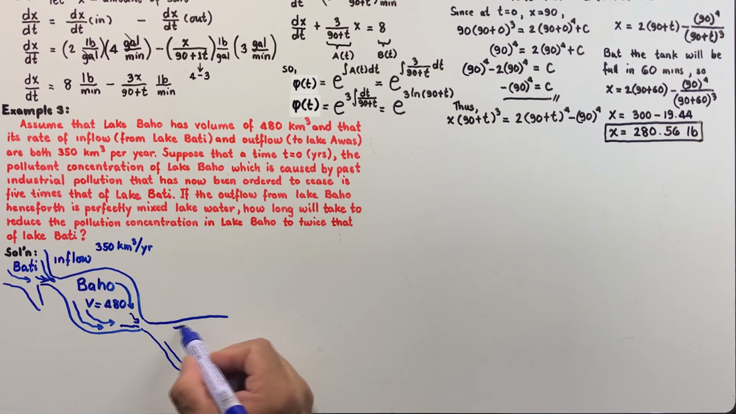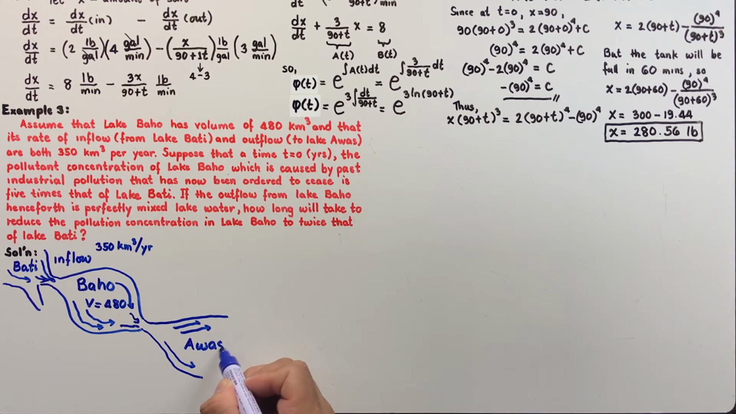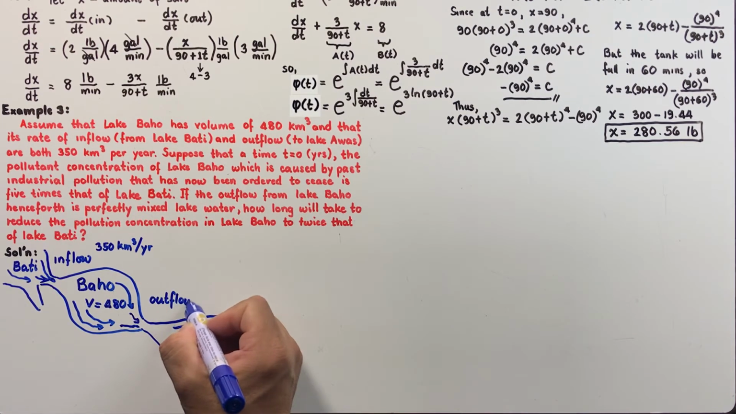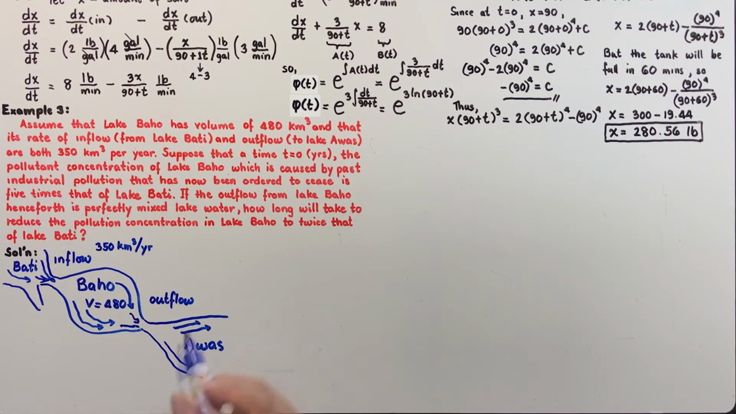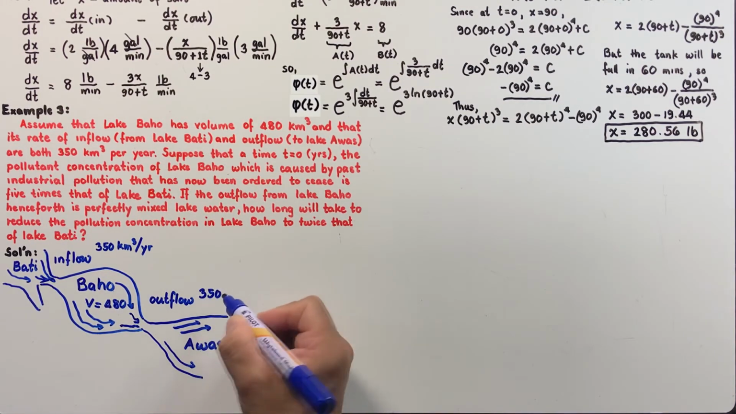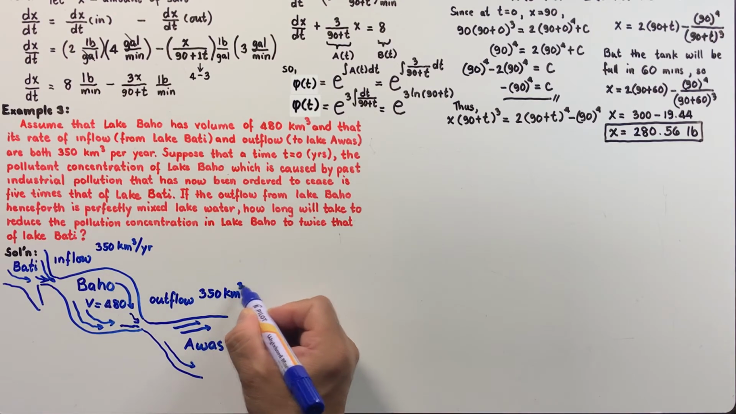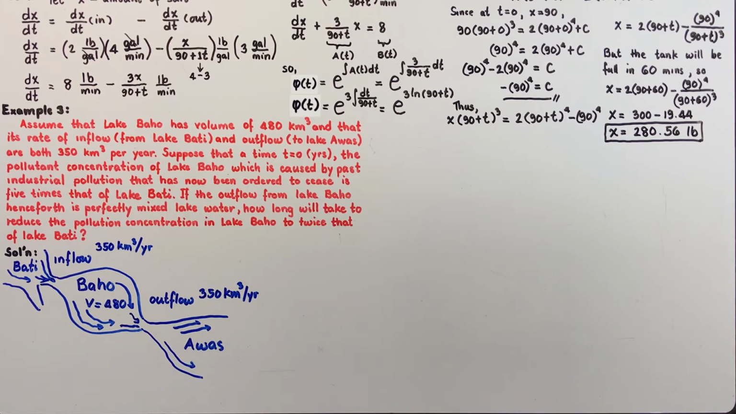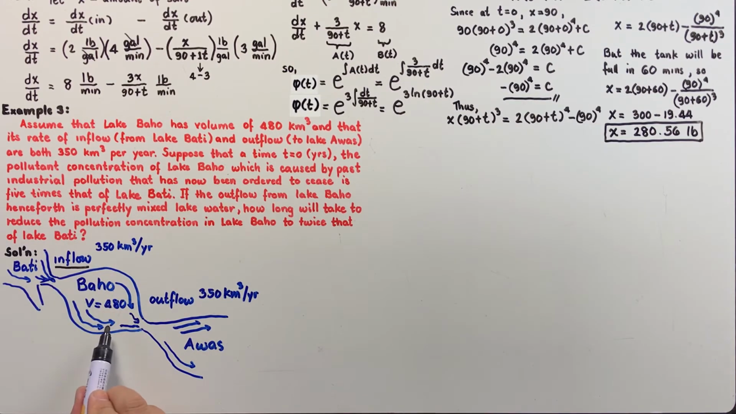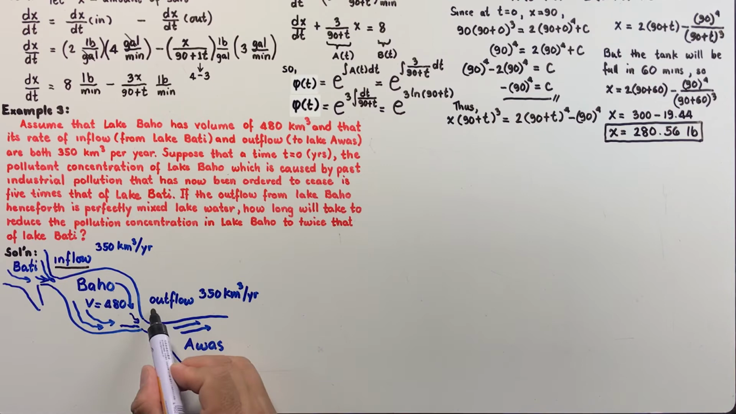So here, there is another lake here. We call this one the Lake Awas. But the outflow rate of this Lake Baho to Lake Awas is the same as the inflow from Lake Bati, which is 350 kilometers cubed per year. So there is an inflow of water towards Lake Baho from Lake Bati, and there is also an outflow of Lake Baho towards Lake Awas here.